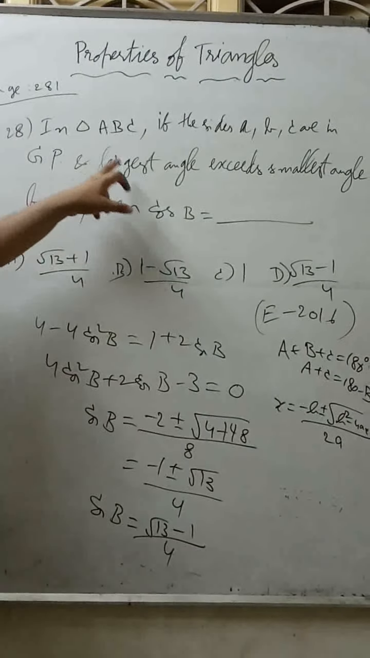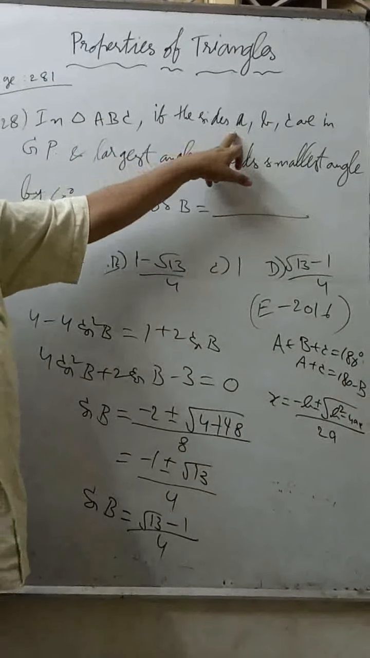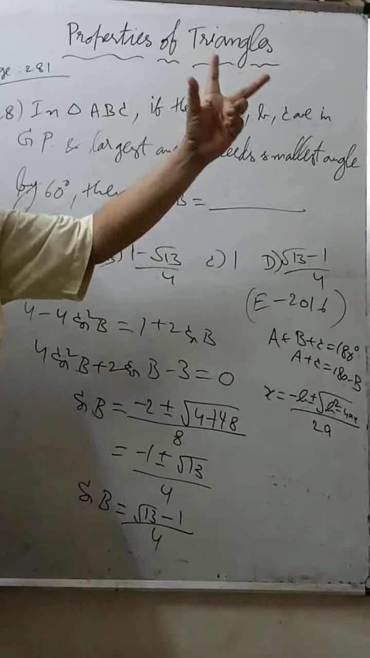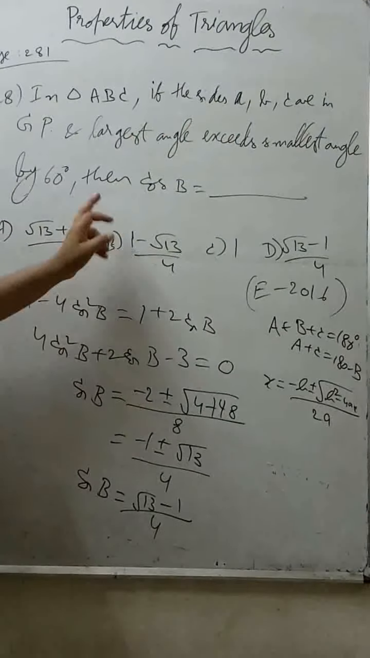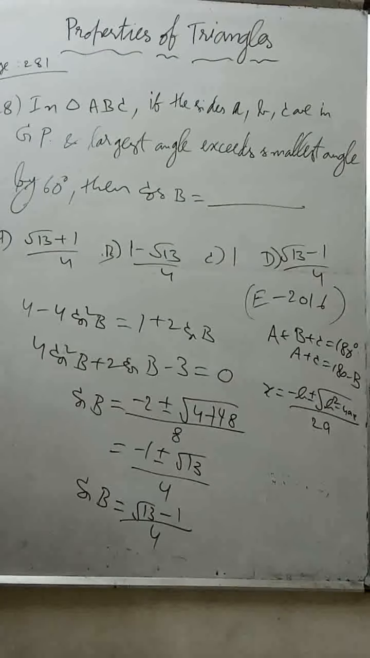He is saying the largest angle is A. They are in GP. This is the highest, or this should be the highest. This will be in the middle. So two obtuse angles cannot be there. So only one obtuse, either A or C. So B cannot be obtuse. That's why I am taking it as only positive root 13 minus 1 by 4.